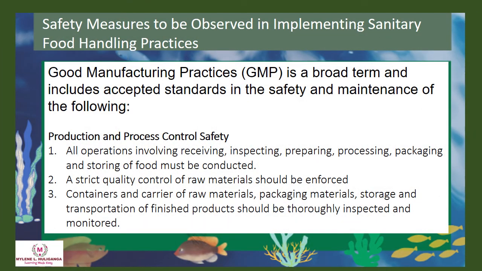Good manufacturing practices or GMP is a broad term and includes accepted standards in the safety and maintenance of the following. Production and process control safety. First, all operations involving receiving, inspecting, preparing, processing, packaging, and storing of food must be conducted properly. Second, a strict quality control of raw materials should be enforced. Third, containers and carriers of raw materials, packaging materials, storage, and transportation of finished products should be thoroughly inspected and monitored.